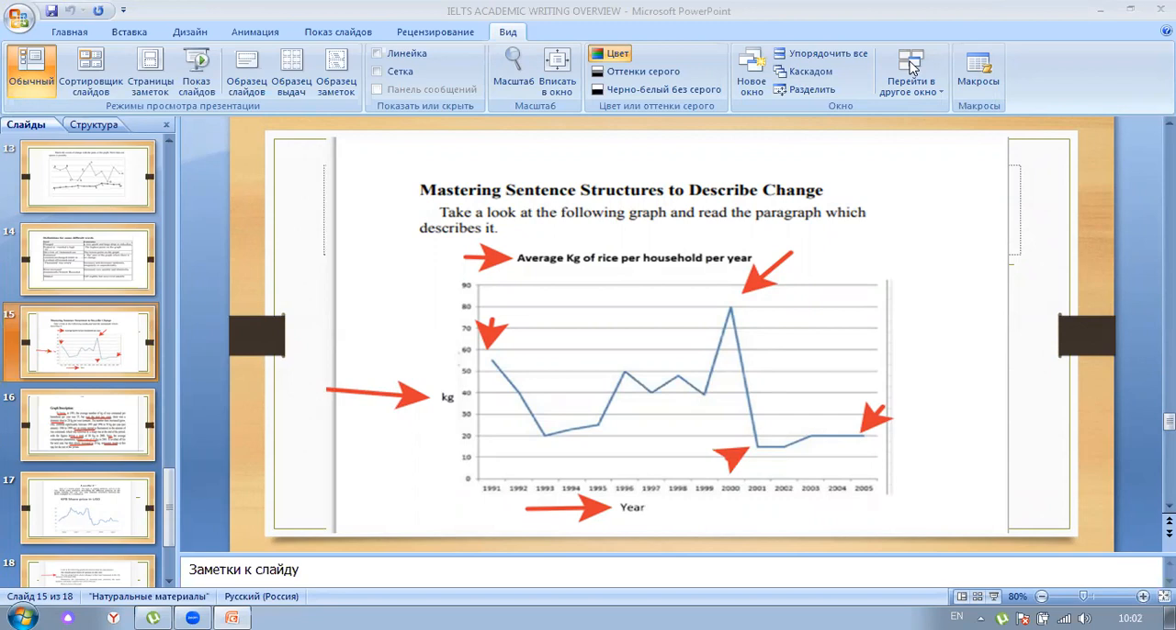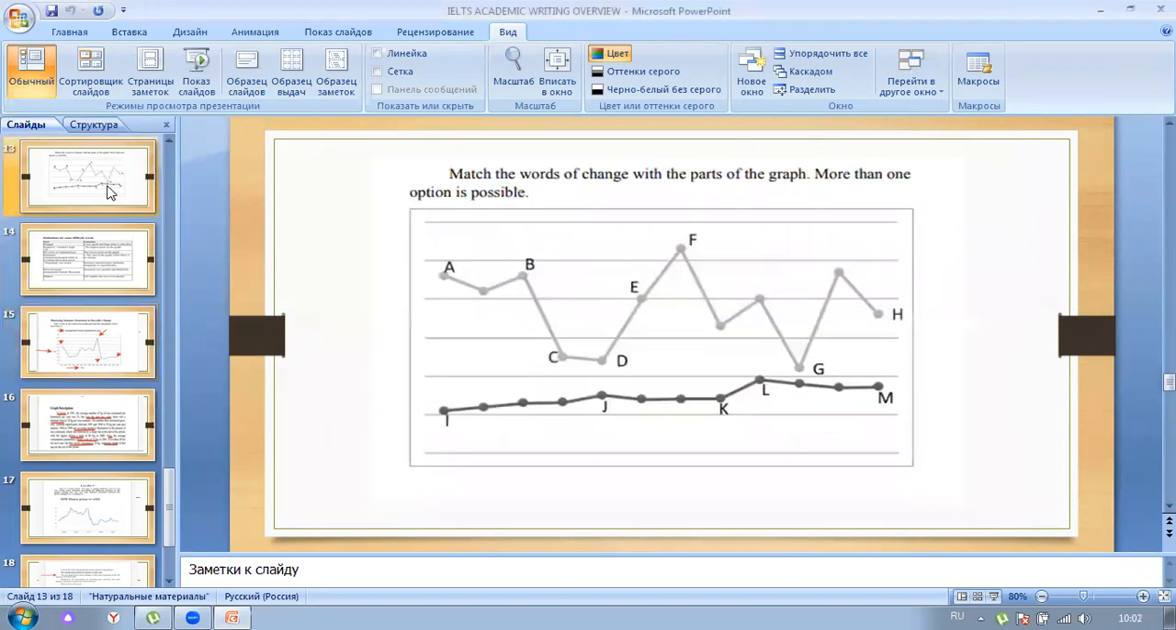today we are going to see the mastering sentence structures to describe change. Okay, in our previous lesson we learned how to describe the line graph, task one, how to begin, and the language of change, right? Here, we learned line graphs, how to work with shifts, how to work with decreases, and some of the useful vocabulary.